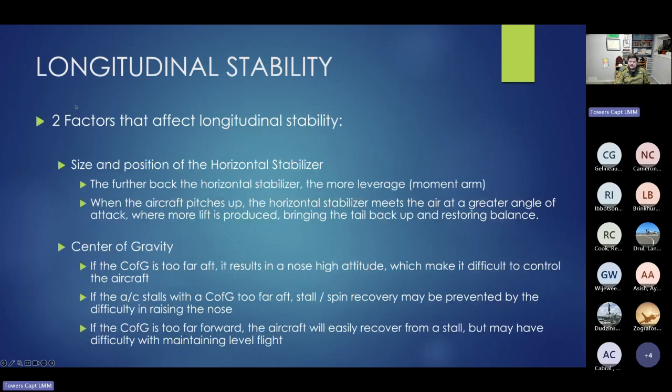There's two factors that affect longitudinal stability, and those are the size and position of the horizontal stabilizer and the center of gravity. So when it comes to the horizontal stabilizer, the further back it is, the more leverage it has on the aircraft. That's also known as the moment arm. When the aircraft pitches up, the horizontal stabilizer will meet the air at a greater angle of attack, where more lift is produced, bringing the tail back up and restoring balance.